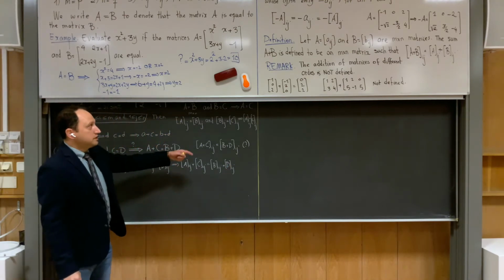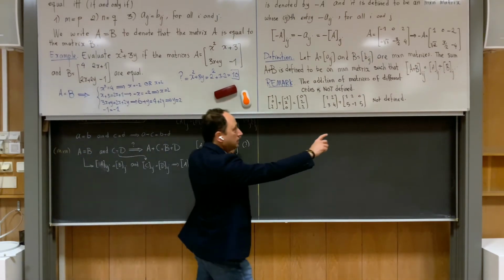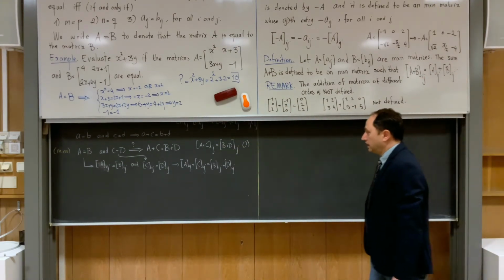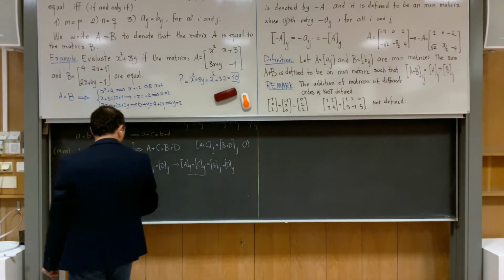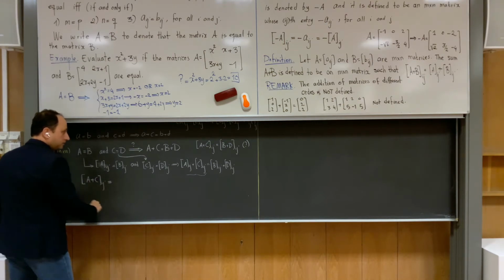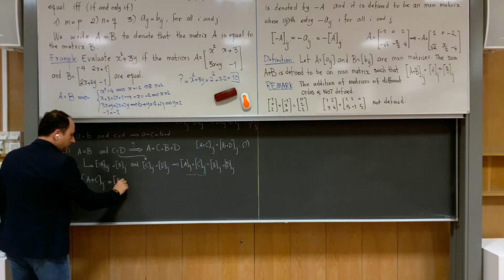And now, because of the definition of the addition, which is on the board, from the right-hand side to the left-hand side, I can collect these two and write it as a plus c sub ij is equal to, the same is true for the right-hand side, b plus dij.